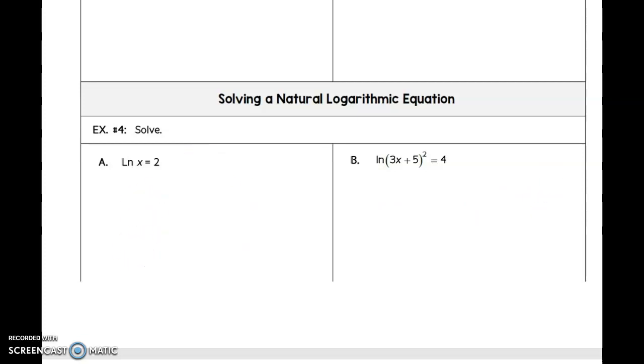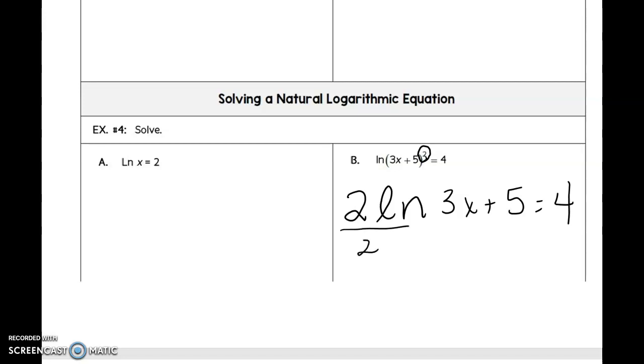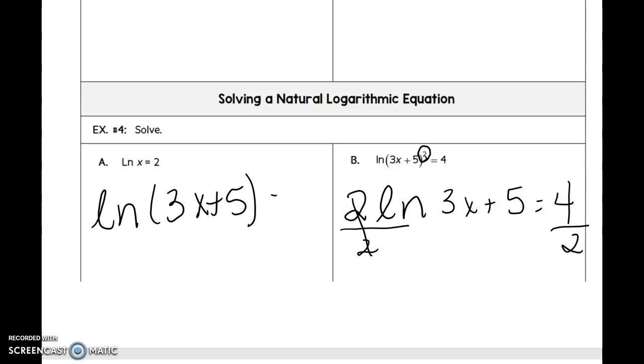Give myself more room here. We're going to get rid of this power here, so pull it out in front. Now, we're going to divide by 2. Why are we doing that? Well, to rewrite this problem, we know that the 2, the power, can go out in front. It's still a true statement. But to get ln by itself, we want to get rid of this 2, so 4 divided by 2 is 2. So we have ln of 3x plus 5 equals 2.